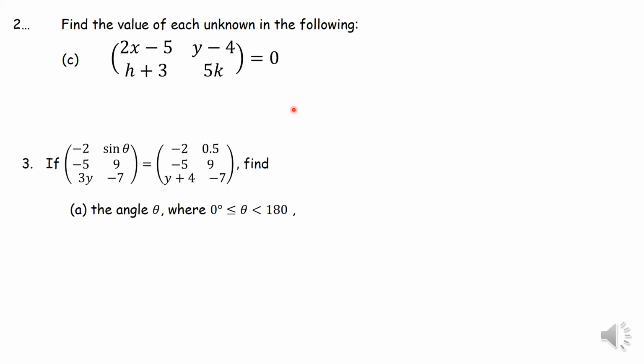Right, so we have another one here. We say find the value of each of the following. So you can pause the video and try to attempt to solve them on your own. So if everything here is equal to 0, you can simply say 2x minus 5 is equal to 0. And then you solve by adding 5 to both sides, and x therefore is equal to 2.5. The same you do with y minus 4 is also equal to 0.